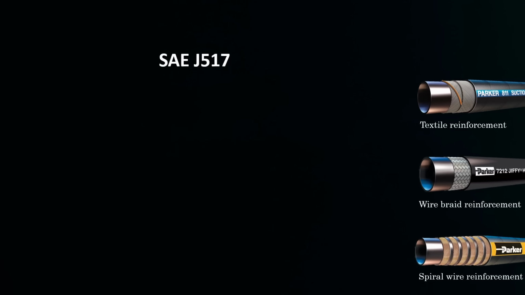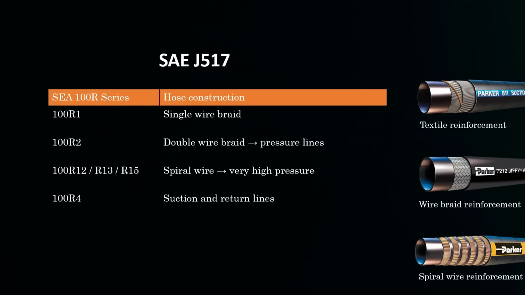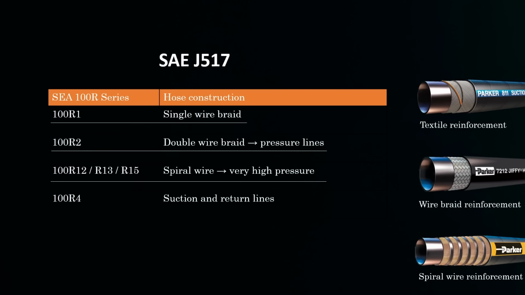Now under SAE J517, these constructions are classified into 100R series. 100R1 is for single wire braid. R2 is for double wire braid, commonly used for pressure lines. R12, R13 and R15 are spiral wire for very high pressure, and R4 is for suction and return lines.